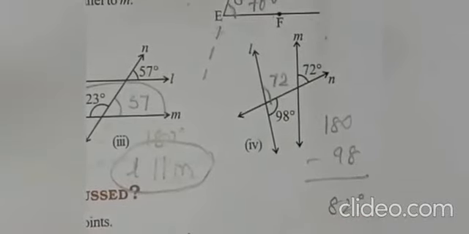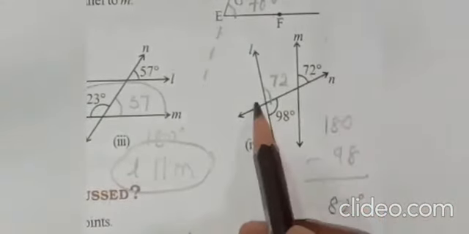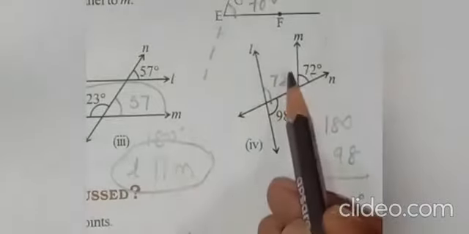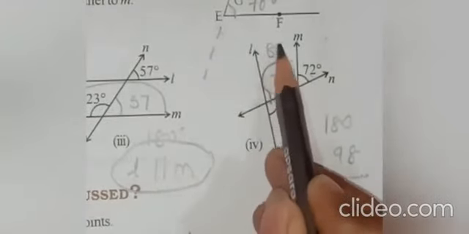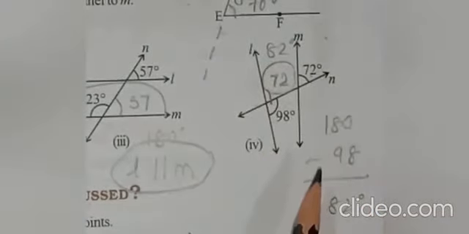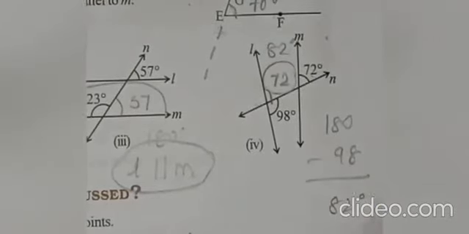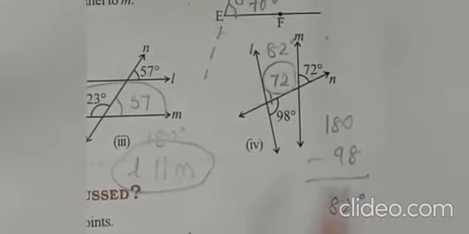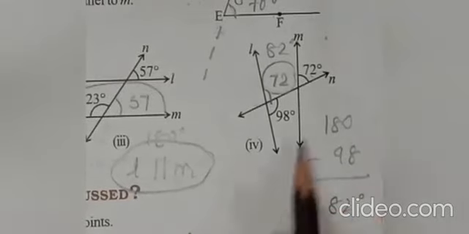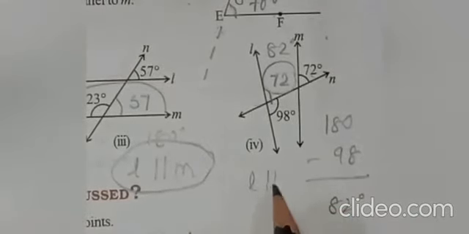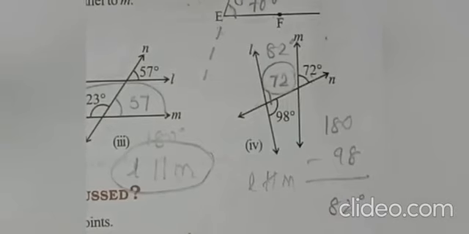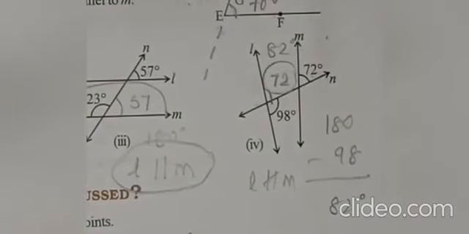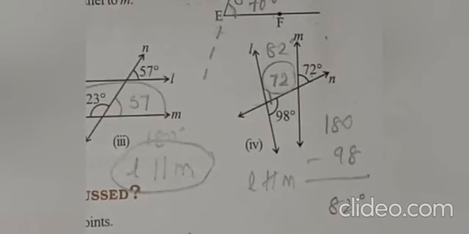But as we are getting 72 instead of 82, we can say that the addition doesn't come to 180 degrees. So the line L is not parallel to line M. Or you can directly add 72 and 98, then the sum also comes to 170 instead of 180. So here line L is not parallel to line M.